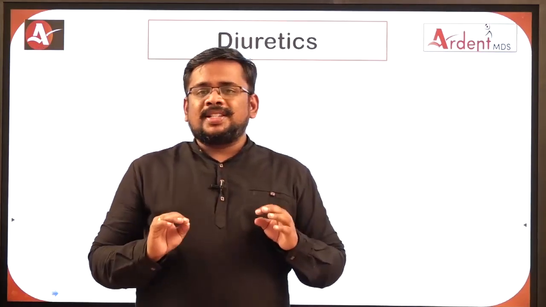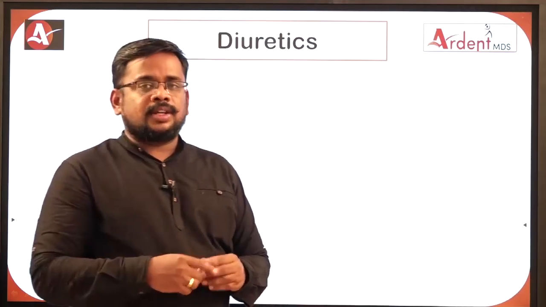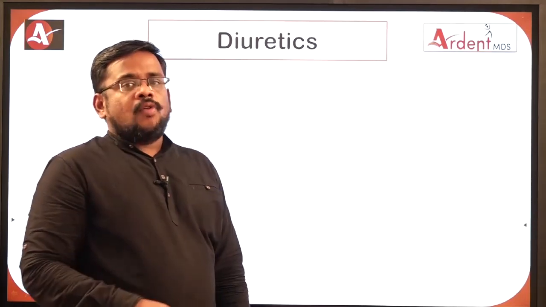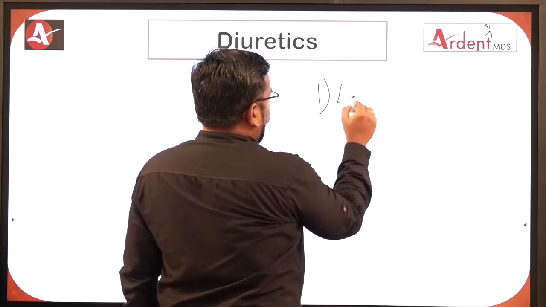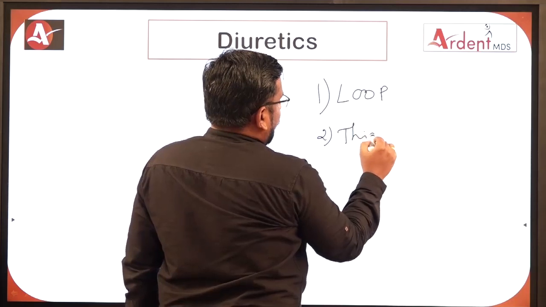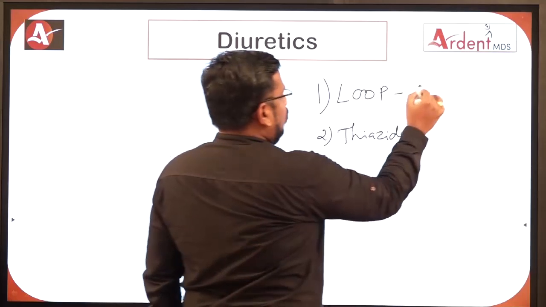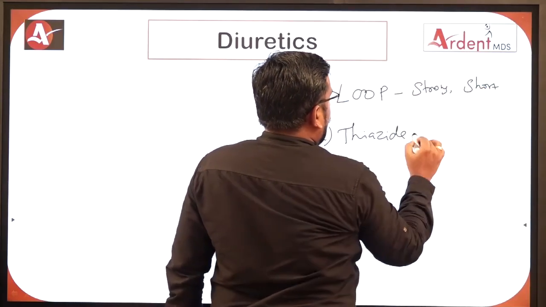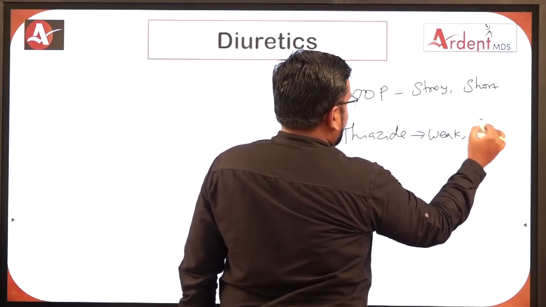What I told you, diuretics increase the excretion of sodium and water, so they decrease the cardiac output and peripheral resistance, so they are used for treating blood pressure. What are the various types of diuretics used for hypertension? There are two types. Number one, loop diuretics, and number two, thiazide diuretics. Which is the strong one? Loop diuretics are strong diuretics, but they are short acting. Thiazide diuretics are weak diuretics, but they are long acting.